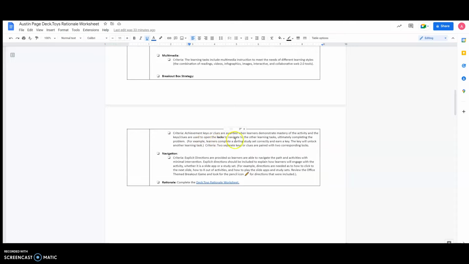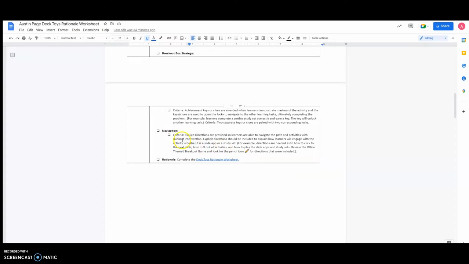This example says learners complete a sorting study set correctly and then they earn a key. The key will unlock another task. In my case, you don't get a key, you get a clue that they write down, and that unlocks the next task. And it does say clues are okay, so I have met this criteria. And I have more than two separate keys or clues. I have, I think, four.